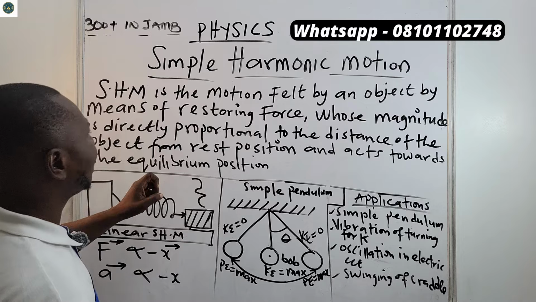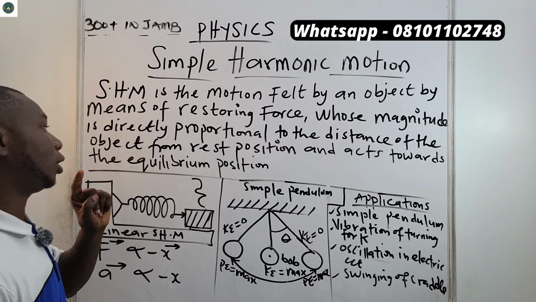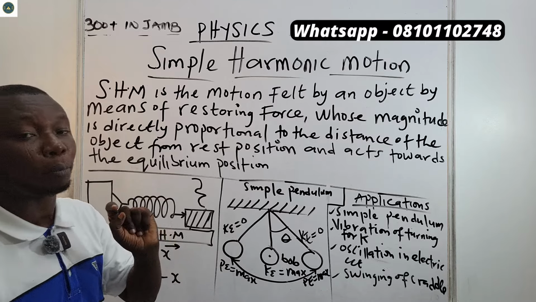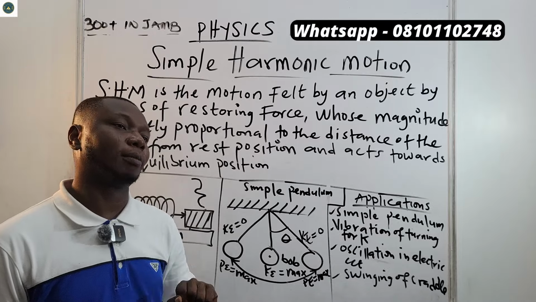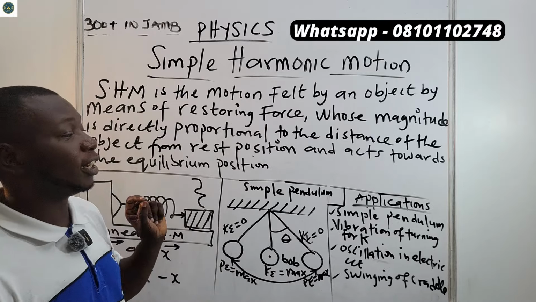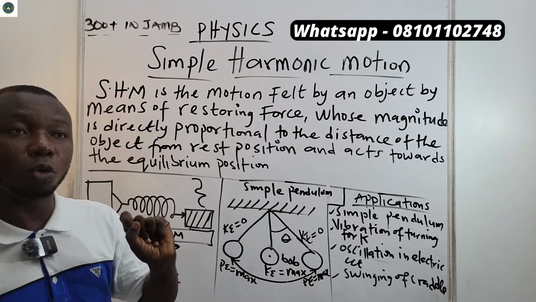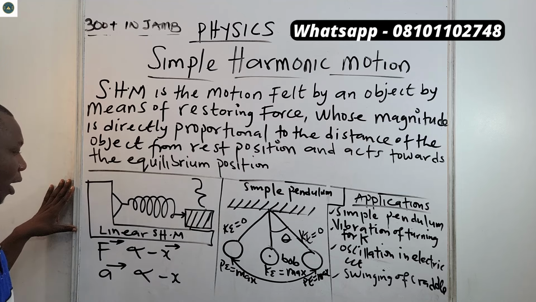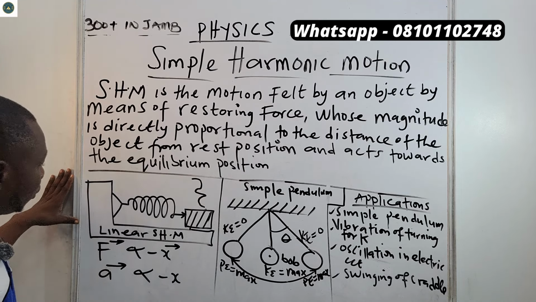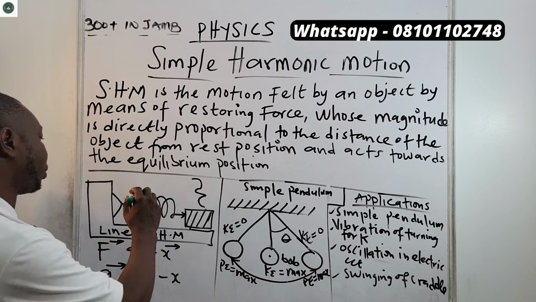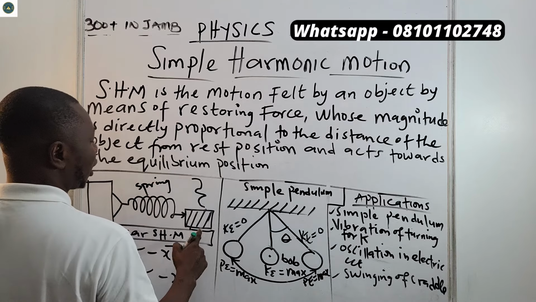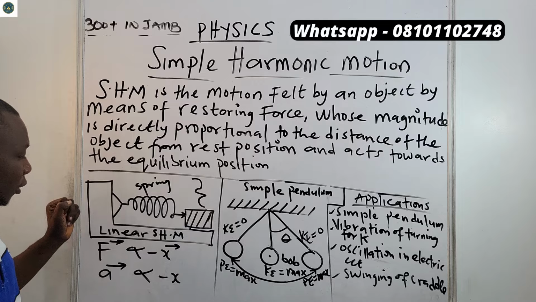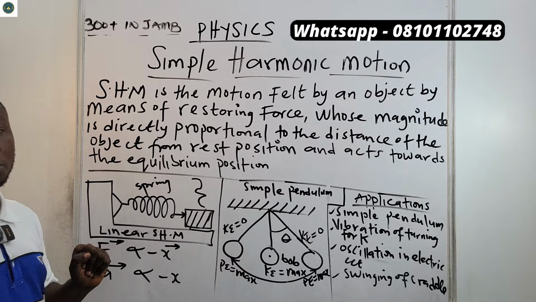Now, we said again that one thing you need to know about simple harmonic motion is that for a linear case, the restoring force is directly proportional to the displacement. Also, the acceleration produced by that motion is always directly proportional to the displacement. For example, what we have here is a linear simple harmonic motion. This is a spring, and you have a block, or you have a wood. Now, this spring undergoes Hooke's law.